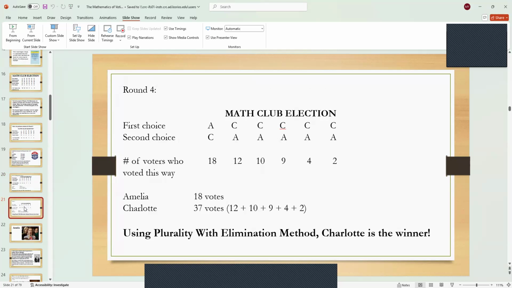Amelia is still stuck with 18 first place votes, but Charlotte has 37. 12 plus 10 plus 9 plus 4 plus 2. Charlotte has 37. So now Amelia gets eliminated and Charlotte is the winner. So using plurality with elimination, we get a different winner. It's a different way to determine the winner, but it happens to be a different winner.